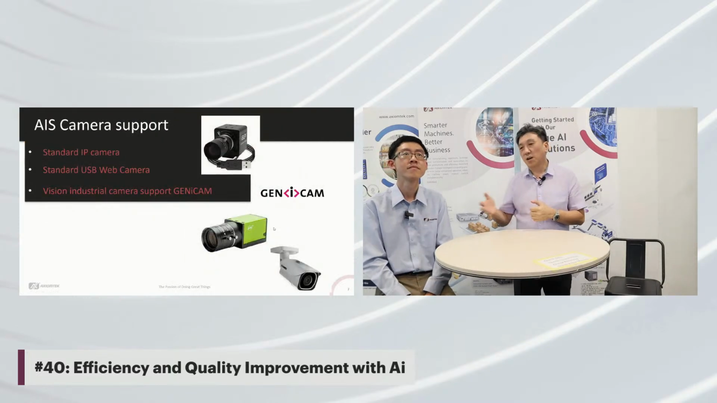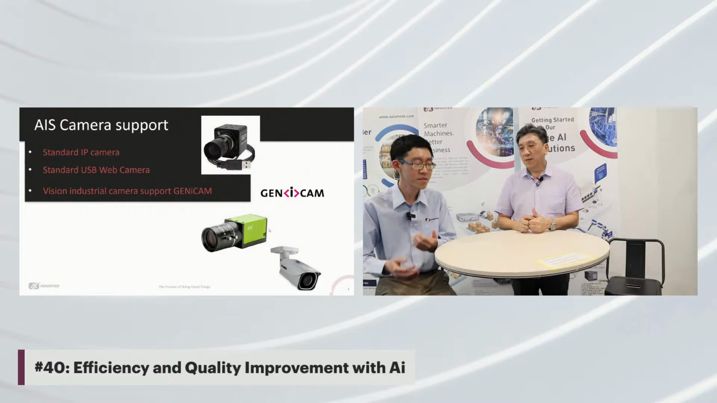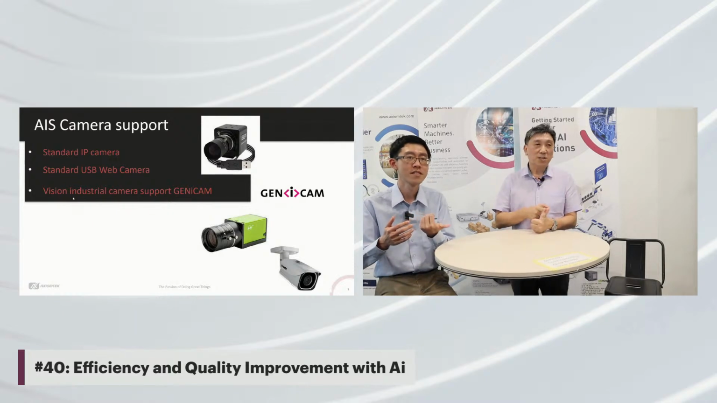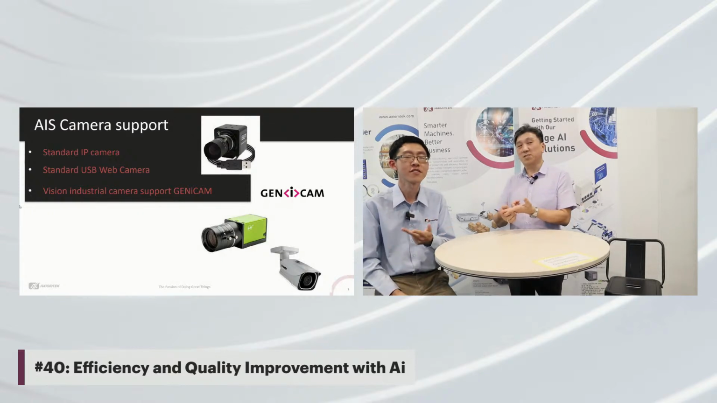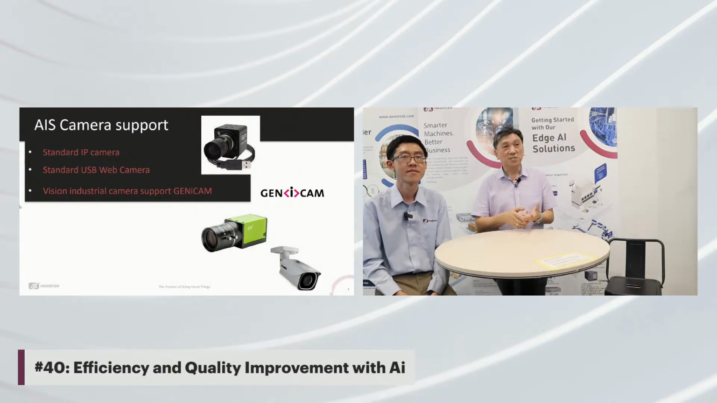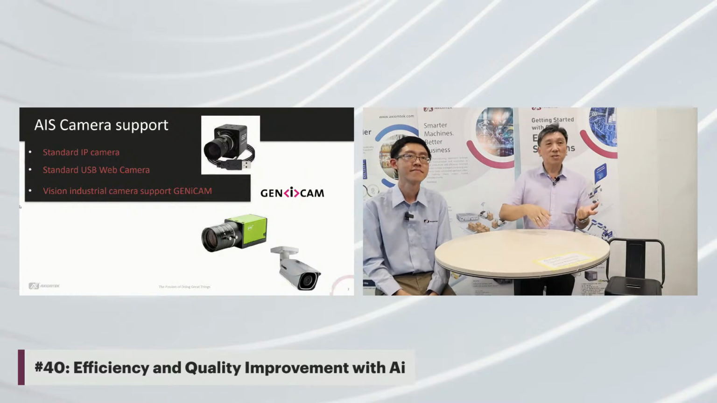Of course, we covered that in our last session also. The AIS allows you to support how many types of cameras? Three types. USB camera, IP camera, and the industrial vision camera that supports GenICam kind of interface. You can see on the picture.